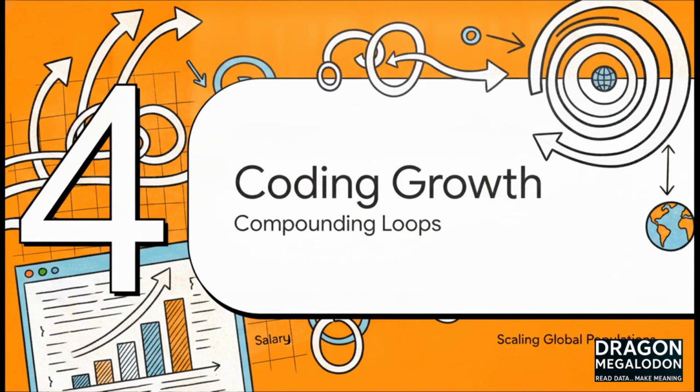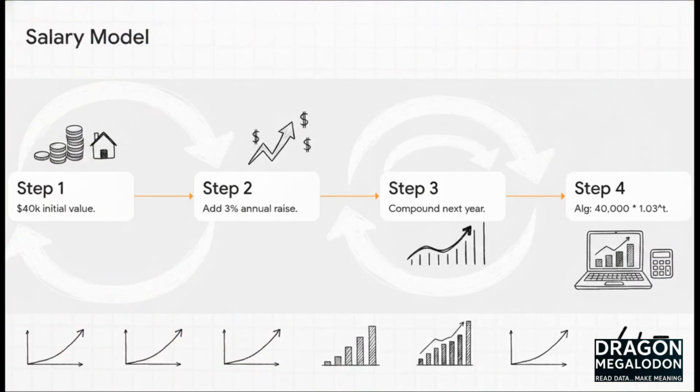Section 4. Coding exponential growth. Let's actually compile this code using some real-world data, starting with predicting a salary trajectory. Step 1. You land a job with a $40,000 base salary. Step 2. You lock in a guaranteed 3% annual raise. To calculate year 1, we simply multiply 40,000 by a growth factor of 1.03. Step 3. Year 2 compounds on the previous year, so we multiply by 1.03 again.